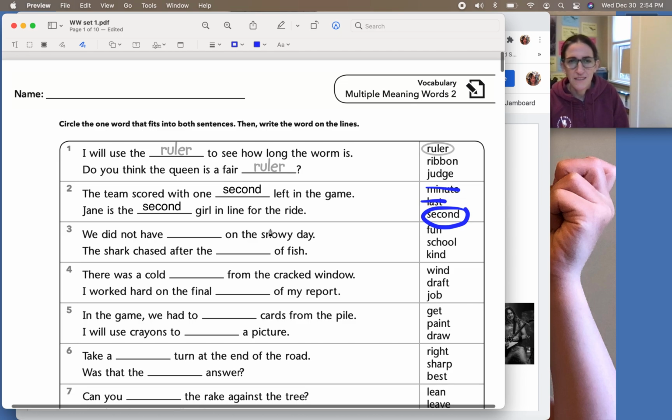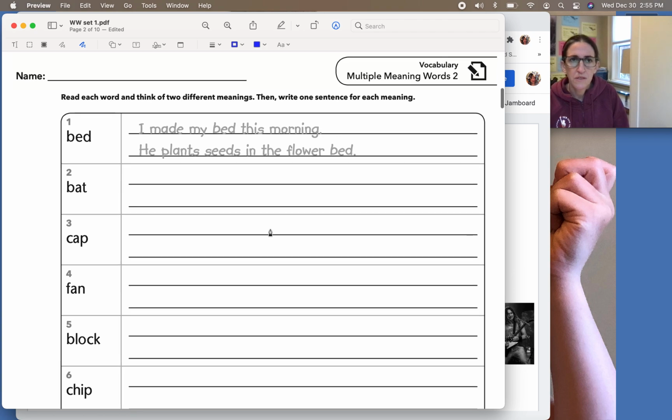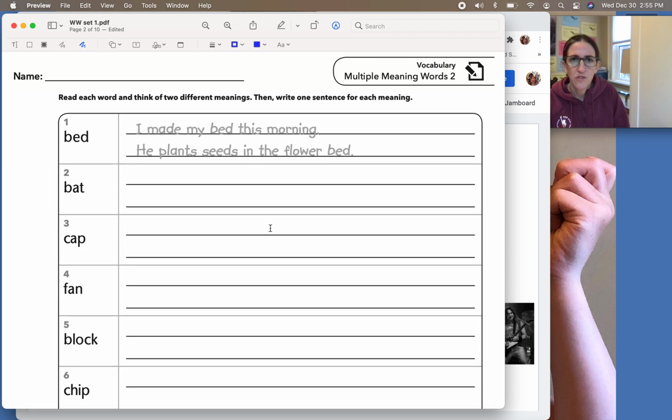I think you'll recognize a lot of these words and phrases. And then on page 2, you're going to do some sentence writing yourself. Read each word and think of 2 different meanings. Then write 1 sentence for each meaning. And notice that these sentences are not just 3-word sentences. Bed. I made my bed this morning. Not just, I made my bed, or I sleep in my bed. But just try to make it a little more descriptive, a little more complicated. He plants seeds in the flower bed. So there is the word bed, used as a place to sleep, or describing a flower bed, used twice.